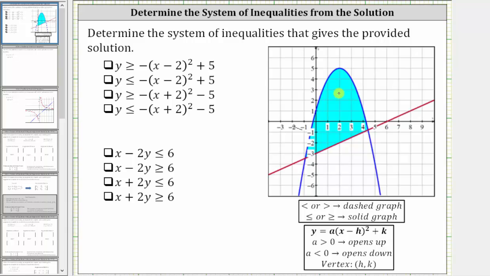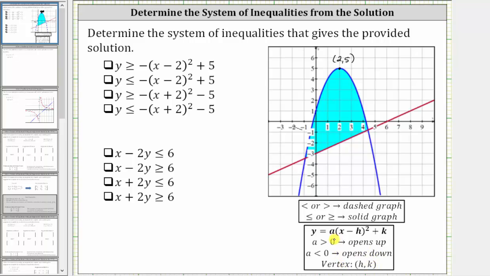And now let's focus on the parabola first. Notice how the parabola opens down and the vertex is this point here, the highest point on the graph, with the ordered pair (2, 5). The vertex form of a quadratic function is y equals a times the quantity x minus h squared plus k, where if a is negative, which is our case, the parabola opens down and the vertex is (h, k).